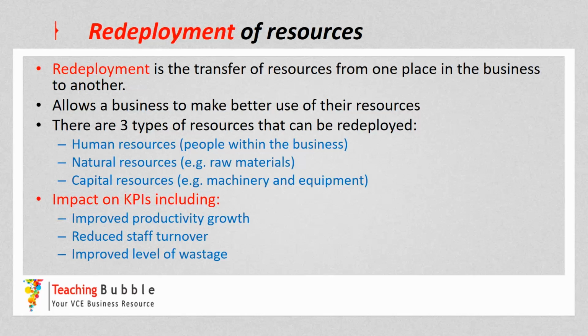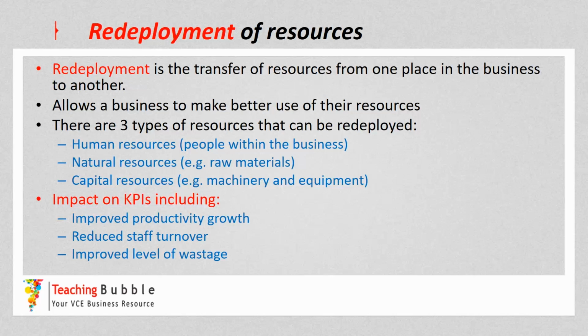So the first one is human resources, which is the people within the business. The business can decide to move the people around to make better use of them. So let's say, for example, that there's one area of the business that isn't performing well. And so the business decides to shut that particular area down, whether it be a particular product or a particular function that's not working very well. But then they've got these employees.